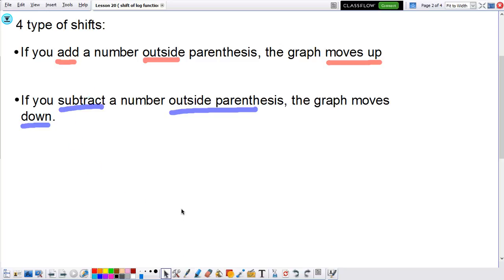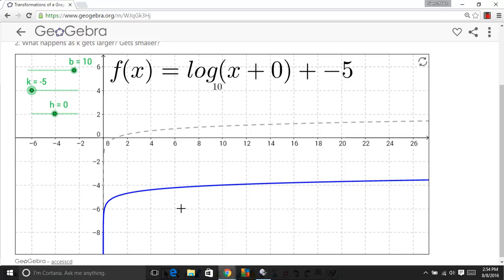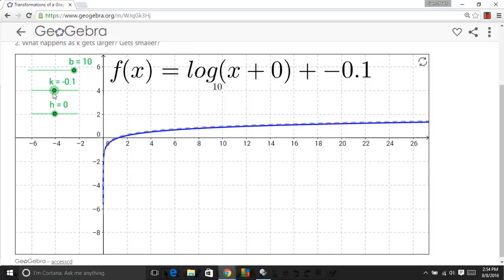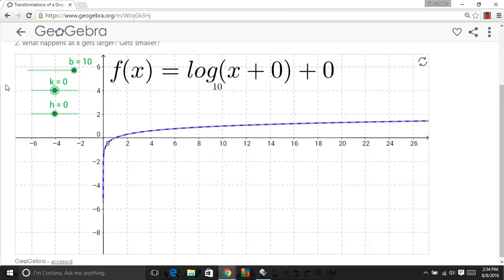Now, what happens if you don't add or subtract numbers outside, but inside the parentheses? Let's go back to our presentation here. Let's go back to zeros so we can start at the original place. Okay, now we're back at zeros. Let's see what happens when you add or subtract numbers, not outside, because we already saw that outside, if you add, it goes up, and if you subtract, it goes down. Now, let's see what happens when you add numbers inside the parentheses. Notice what's going to happen to the blue graph.